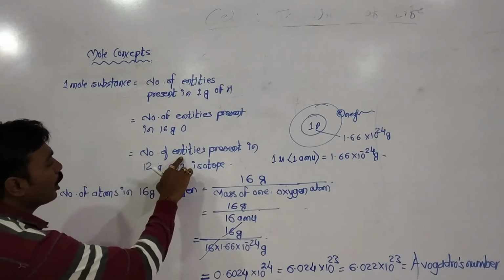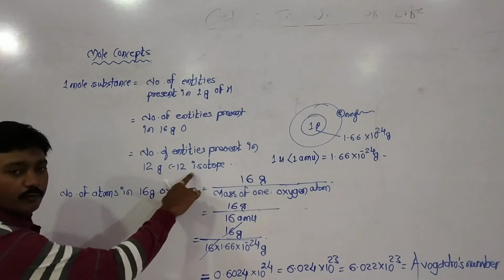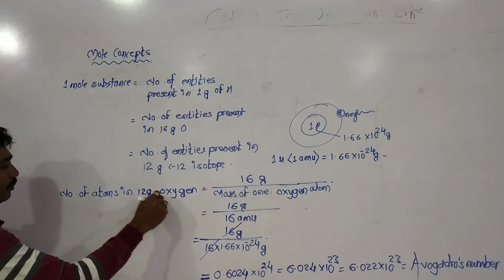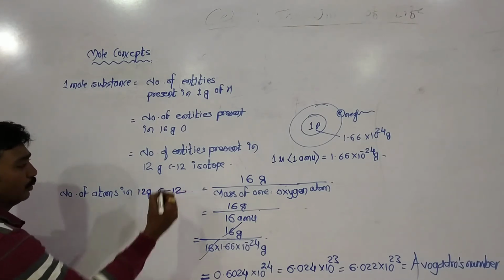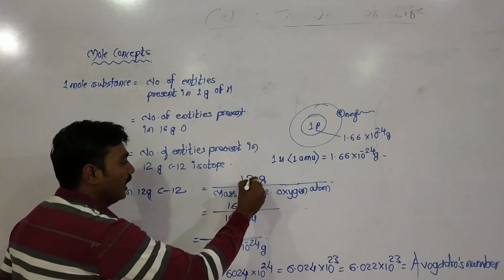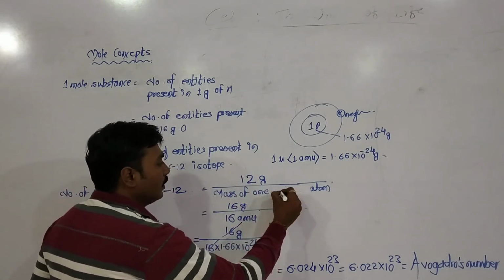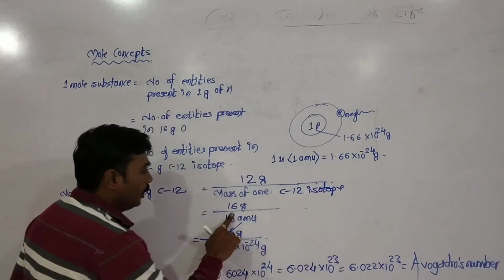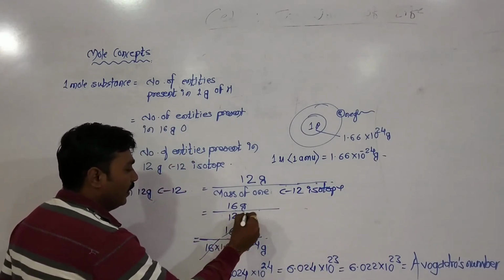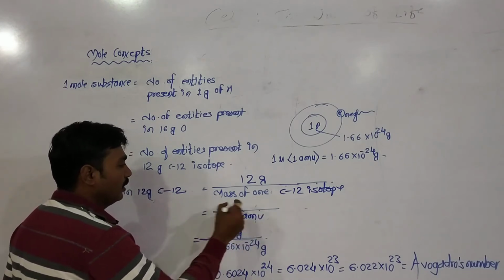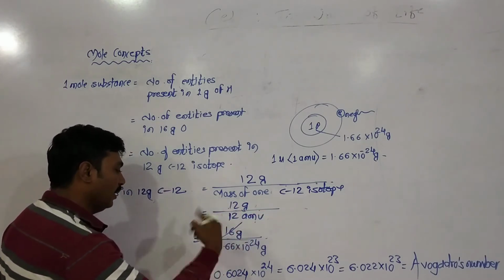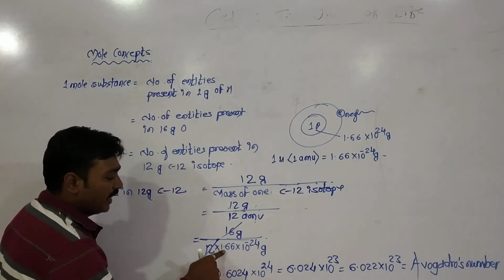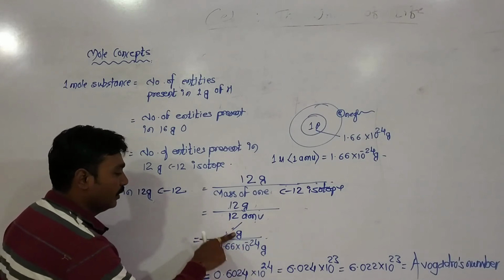Okay. Now we will calculate the number of entities or number of atoms present in 12 gram of carbon 12 isotope. Here I will take 12 gram upon mass of 1 C12 isotope, and it is found to be 12 AMU. Here it is 12 gram, and that 12 AMU is converted into gram by multiplying it with 1.66 into 10 to the power minus 24.